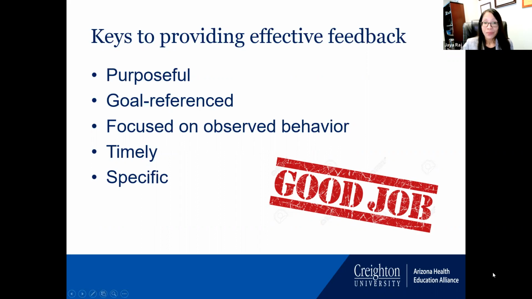Also, you want to try to be as specific as possible. And so here's where examples are really important. Going back to the example I used about the intern giving feedback or giving an explanation to the patient, you can reference that specific interaction with this particular patient, so they know exactly what you're talking about. And you might even want to be as specific as providing quotes.